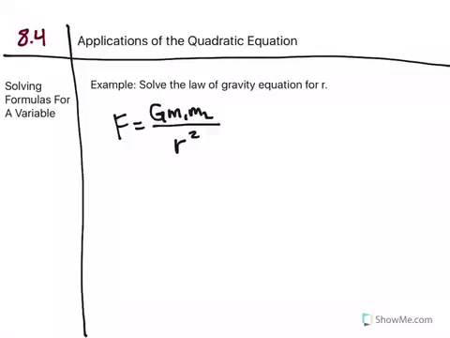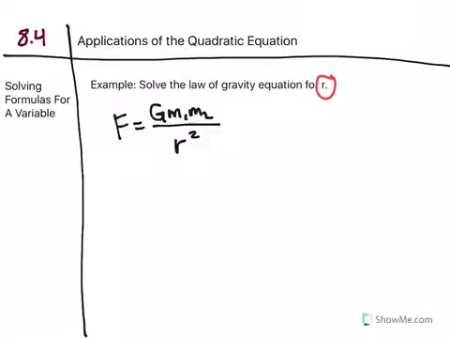Here it asks us to solve the law of gravity equation for r. So that means that our variable of interest is r. And so they want us to put this formula in terms of r equals. That way, when we get to solving our problem, we can just plug in f, g, m1, and m2, and we've got r. So it just saves us some time once we've got the numbers plugged in. So how can we set this formula equal to r?